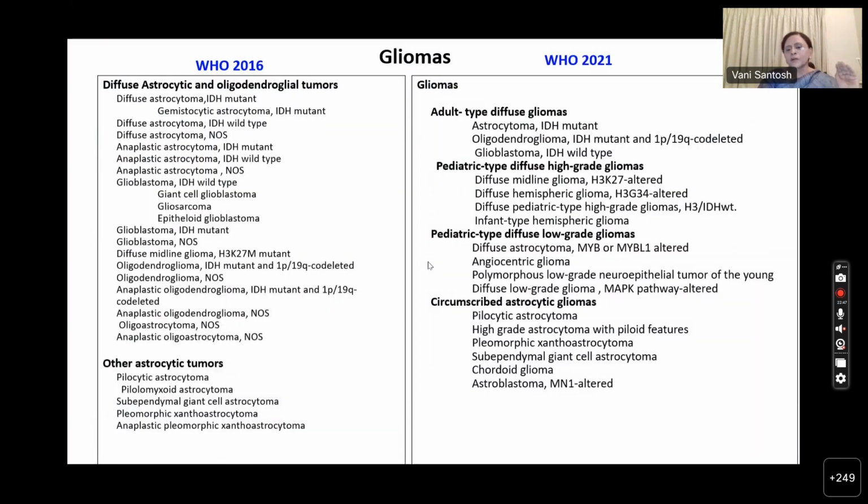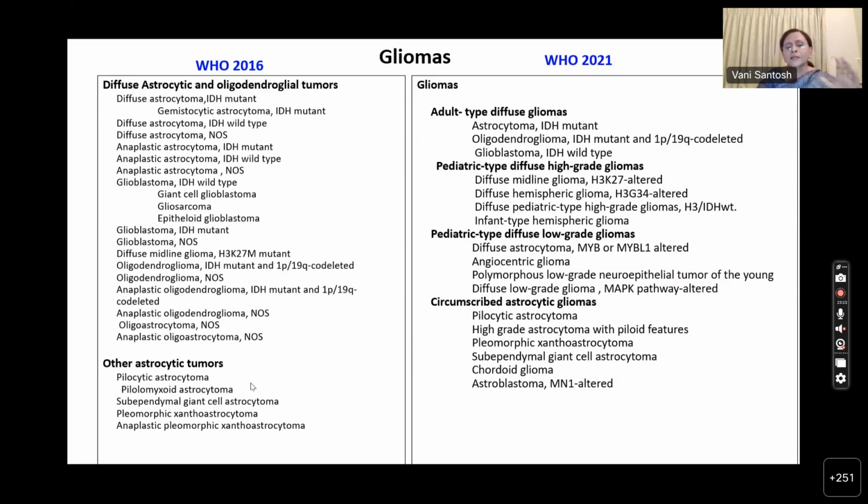So now we will focus on gliomas, because that is what we are going to look at, and mainly the adult type of gliomas. And this table shows you how the gliomas were classified in WHO 2016 versus WHO 2021, which is WHO CNS5. In the earlier classification, all the diffuse gliomas came under this header called diffuse astrocytic and oligodendroglial tumors. It had several molecularly defined tumor types. Of course, NOS was also used at that point of time. Almost 15 molecularly defined, they were called tumor entities at that time. Now we call them tumor types.